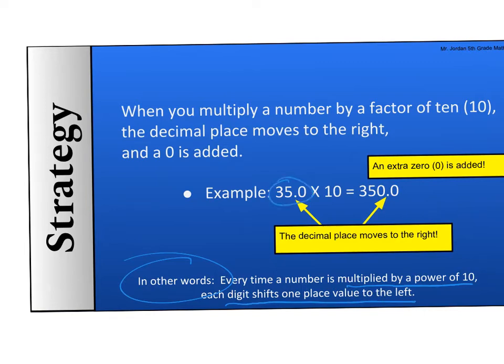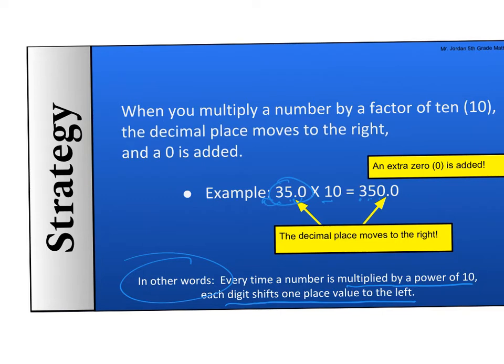So if I have 35 times 10, then the 35 is shifted further into the hundreds. So the 3, instead of a tens place, it goes to the hundreds place. So it becomes hundreds, tens, and ones. Now, in 4th grade, you probably learned that the decimal moves to the right. So the decimal moves over one place, so 35 turns into 350.